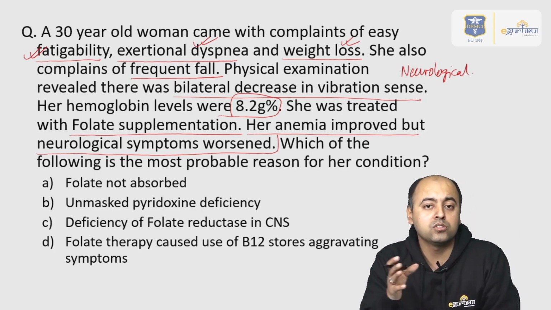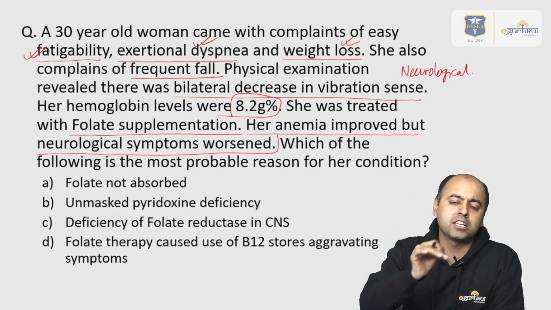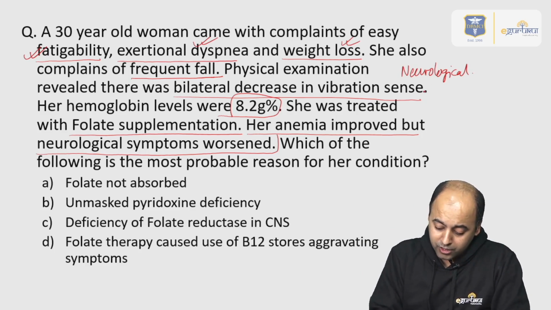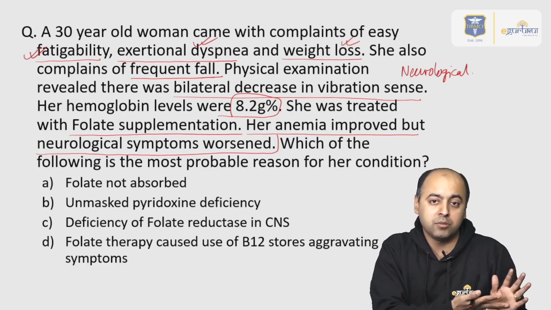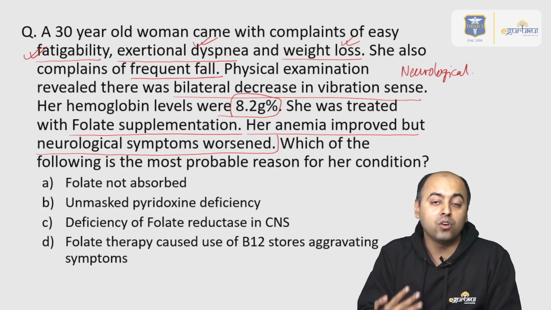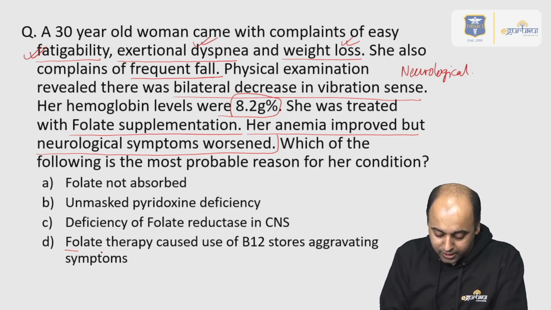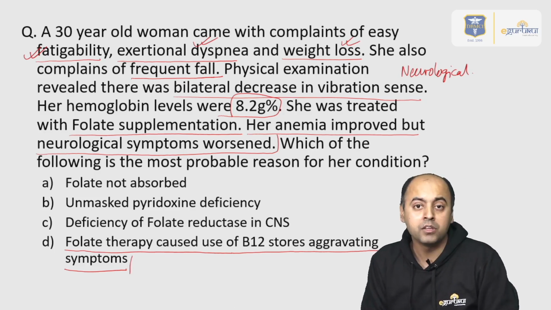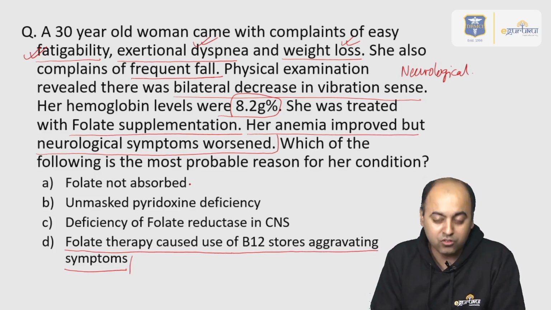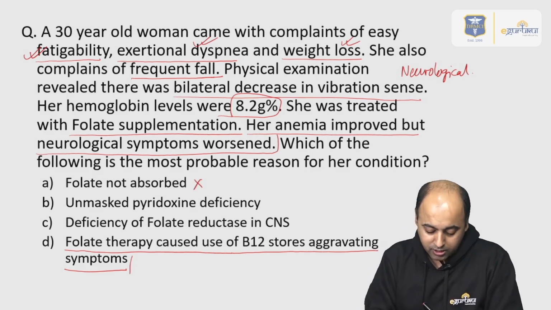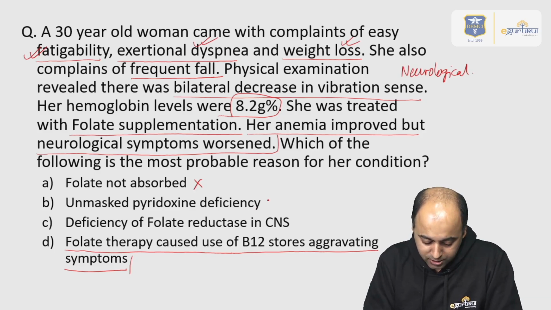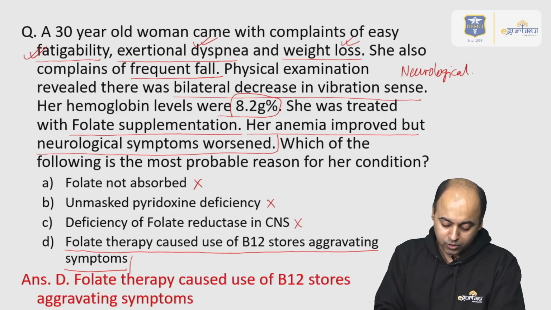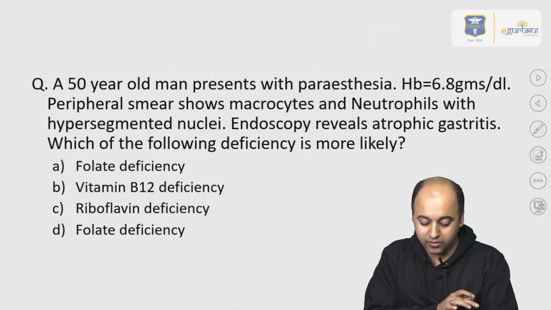B12 deficiency will also result in neurological damage because it is required for some reactions in the lipid formation which help in the stabilization of the neurons. Now, if the neurological deficit is increasing on folate supplementation, we are obviously looking at B12 deficiency which is getting aggravated. So, folate therapy caused use of B12 stores aggravating the symptom should be the correct answer in this case. Folate not absorbed? If it is not absorbed, then anemia would not improve, so not correct. Pyridoxine deficiency is not related to the neurological deficit. Deficiency of folate reductase in the CNS is unlikely to be the cause. The answer is folate therapy caused use of B12 stores aggravating symptoms.